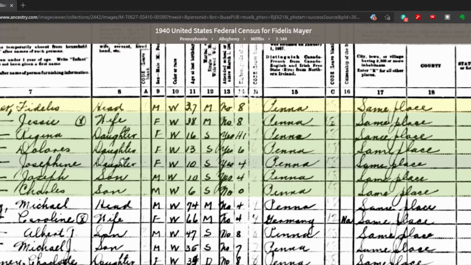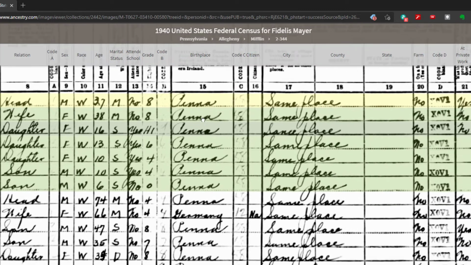brings up another interesting thing. Look at this, Josephine and Joseph, the daughter and son. They both are the same age, and they're both in the same grade. You can assume that they are twins. And in this case, I do know that these two are twins. Of course, Charles, 6 years old.